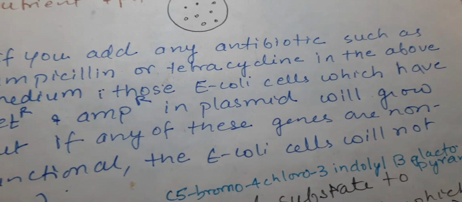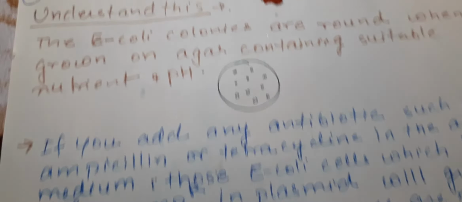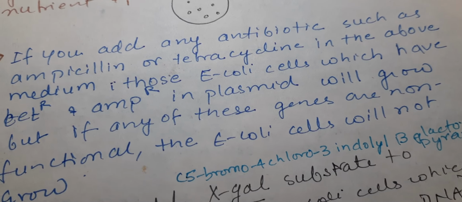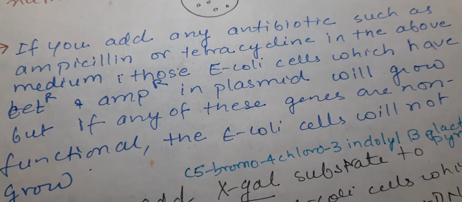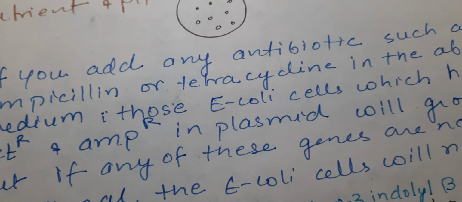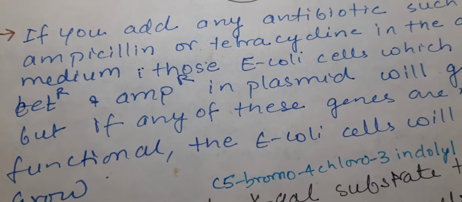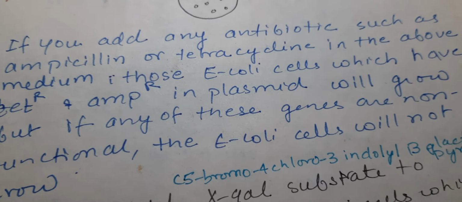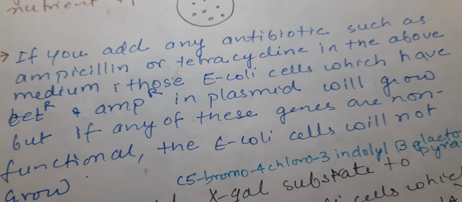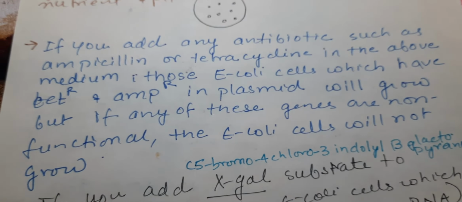Okay, so if you add any antibiotics such as ampicillin or tetracycline in the above medium, in this medium on which E. coli is growing, then those E. coli cells which have tetracycline resistance and ampicillin resistance genes in their plasmid are able to grow on such medium. Okay, and those E. coli cells which do not contain these genes become sensitive to these antibiotics because resistance is not there, no gene is there. So the E. coli cells will not grow in that case.